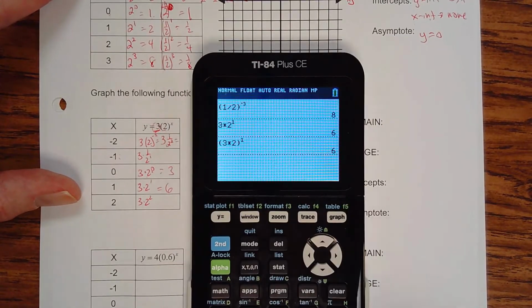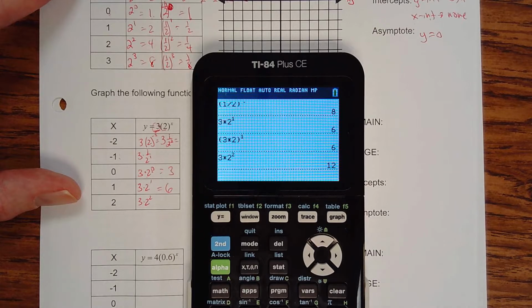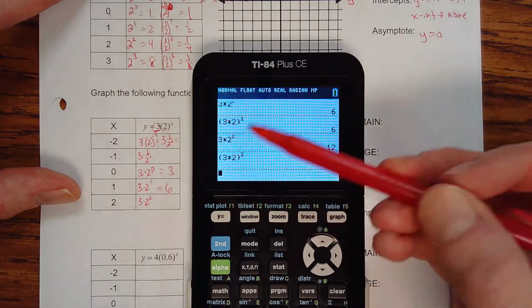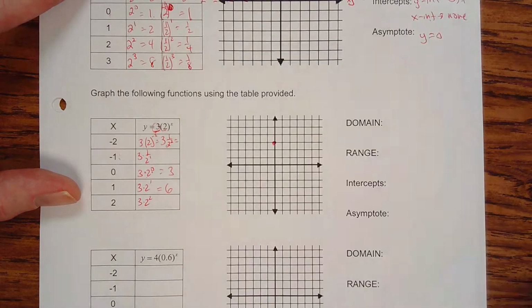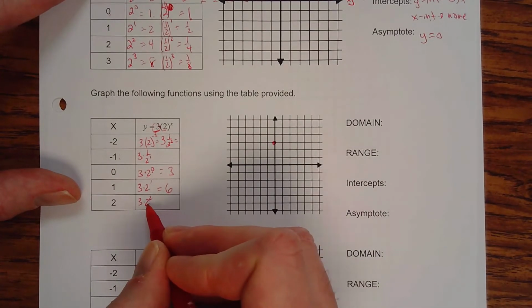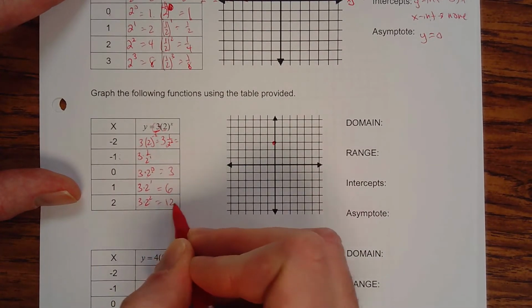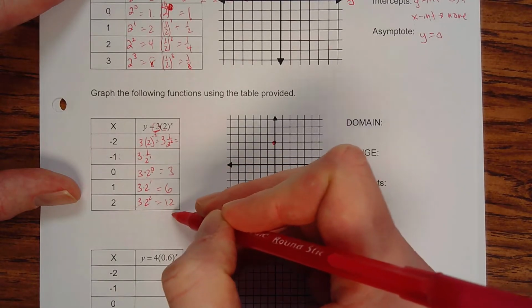Now let's do 3 times 2 squared versus 3 times 2, squared. Those are very different numbers. This is the one you want. You're doing the exponent first, then multiplying. So here I've got 2 squared is 4. 4 times 3 is 12. Notice I'm doubling, double, double, double.